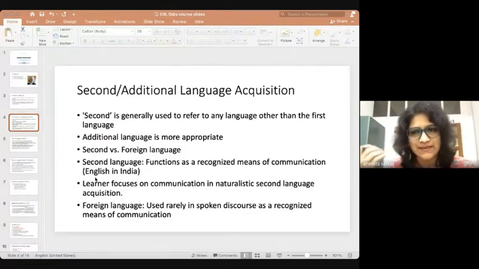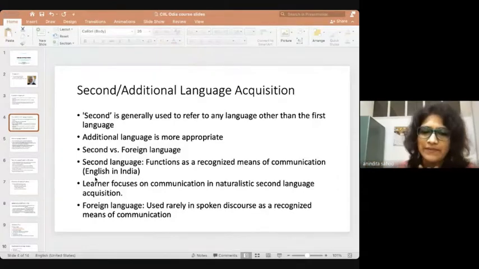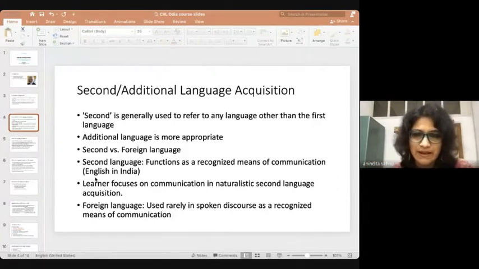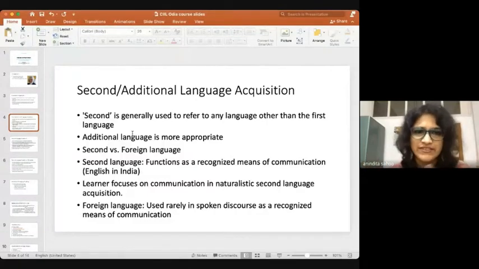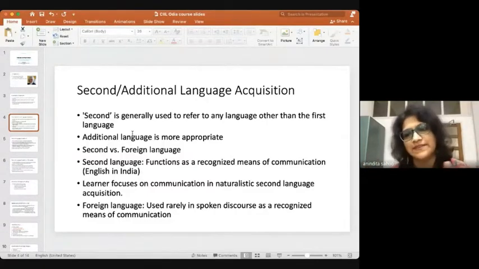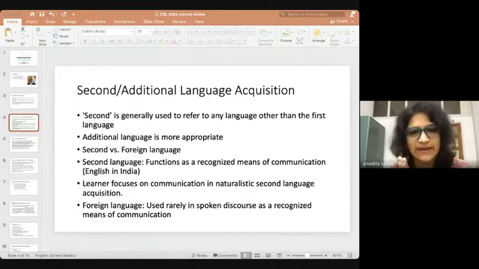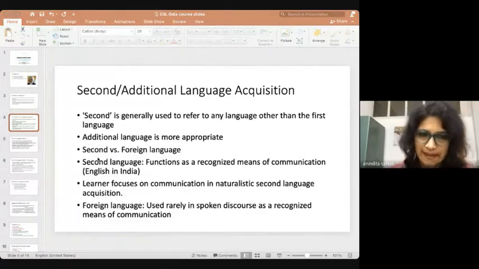what will be the status of Odia in their language competence, or in their language repository? So when we talk about teaching Odia to the children who are studying there with LLS, obviously let's count it as an additional language that they would have. So second, quote unquote, is generally used to refer to any language other than the first language. That's the very generic, linguistics-centric definition. Any language that is not your first language can be considered your second language. But again, the definitions might vary.